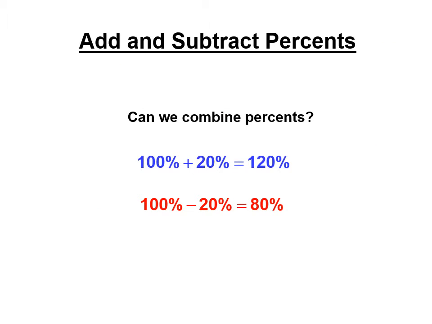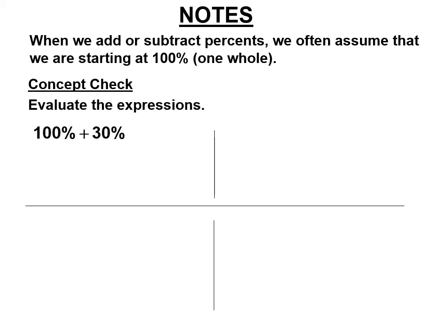We can combine percents. So 20% more is 120%. You start at 100%. 20% less than 100% is 80%. It works that way. This is a very key concept. All right, so if you have 100% plus 30%, it's 130%. Yes, it is that easy. We're elite. This is not the homework. This is leading somewhere. So 100% plus 4% is 104%.